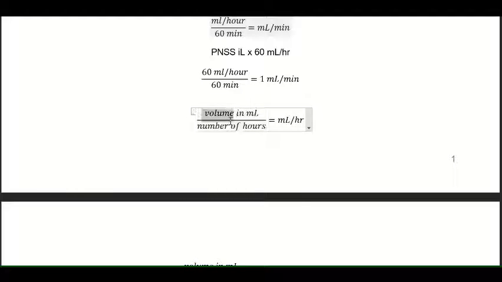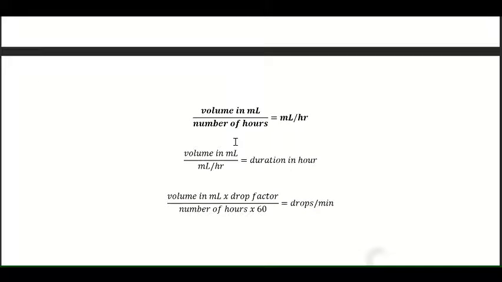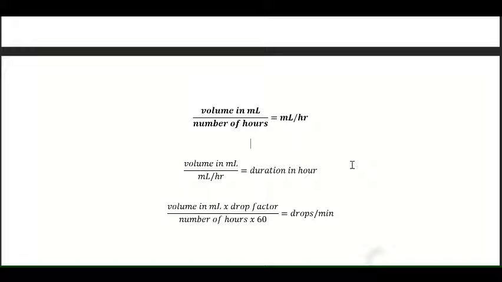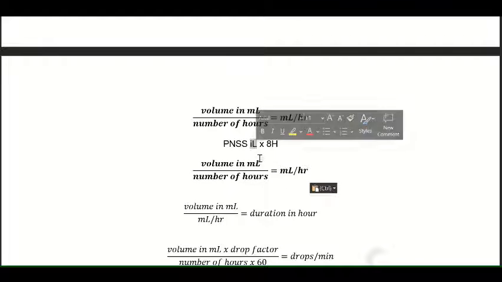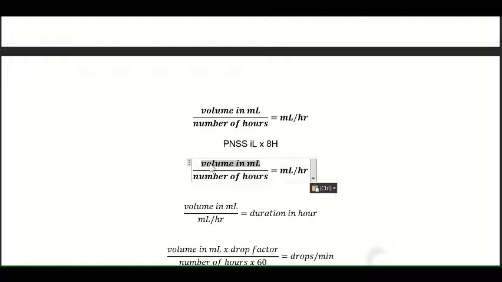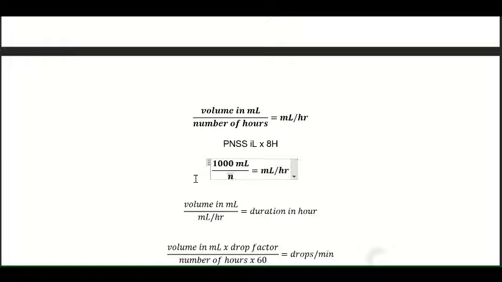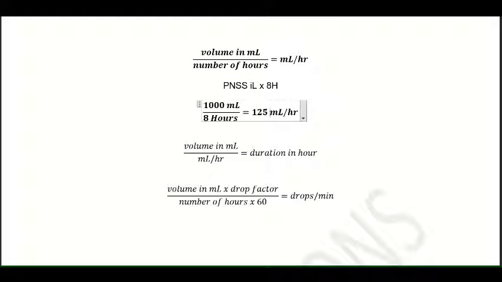Then the next formula is ml per hour. If, for example, the doctor would order plain NSS 1 liter times 8 hours. For us to determine the ml per hour, we would need the volume in ml. So our volume here is 1 liter. 1 liter in ml is 1,000 ml divided by 8 hours. And that would give you 1,000 divided by 8. You can use your calculators, yes. That will be 125 ml per hour.